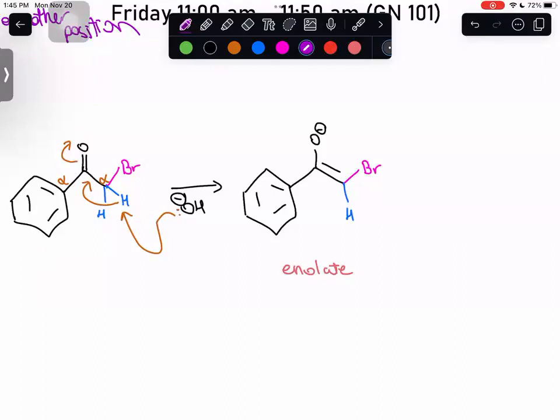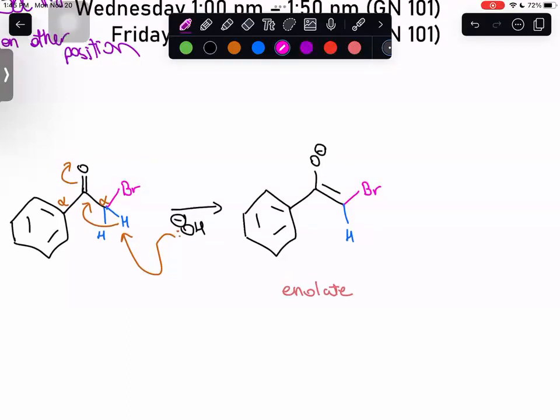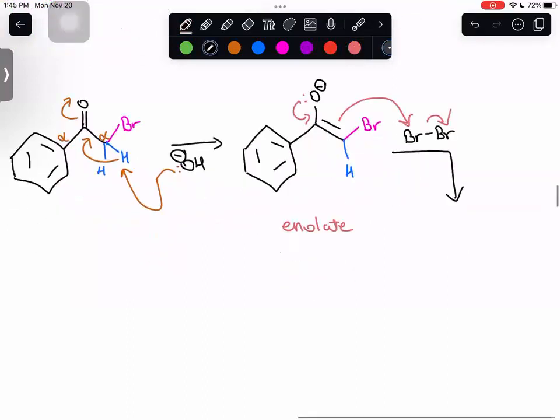Exactly. You're going to repeat the same process for every single alpha hydrogen. So let's bring back our dear bromines. We bring back down electrons. We attack. And then we're back.